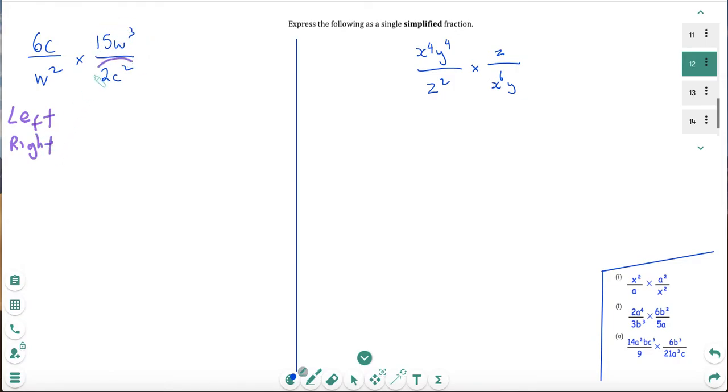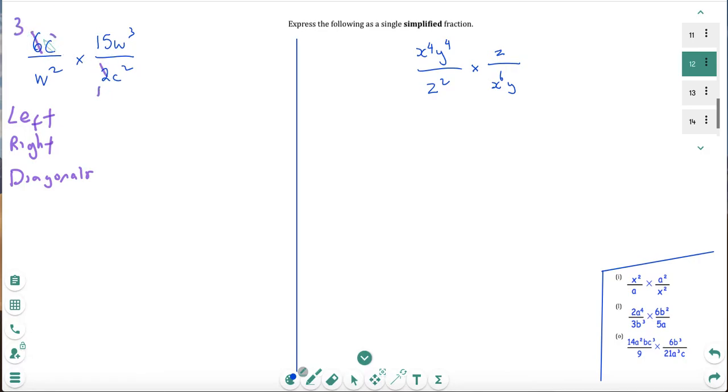Okay, let's go to the right-hand side. 15w cubed, 2c squared. Anything in common? Well, nothing we can divide 15 and 2 by, and then no letters in common. And then the beautiful thing about multiplying fractions is that you can simplify diagonally. So let's look at this diagonal here. So I'll say diagonals. 6c and 2c squared. Well, look at 6 and 2. We can divide both those numbers by 2. So 6 becomes 3, 2 becomes 1.